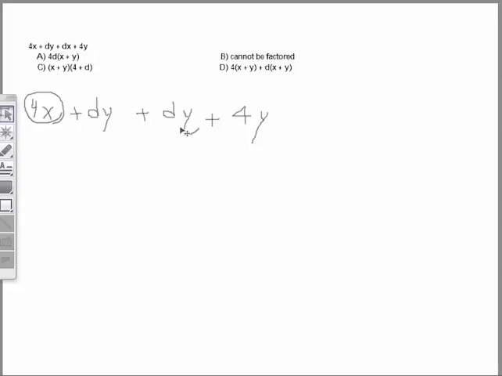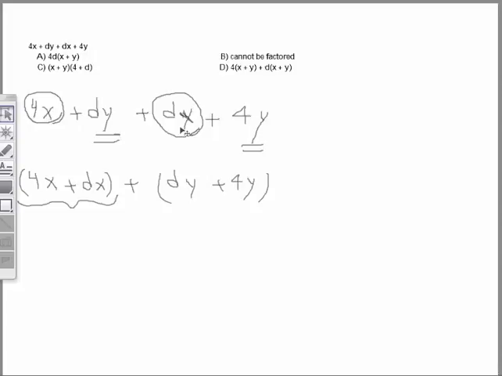Let's get dx. Okay, that's dx. Yeah, this is dx. 4x and dx together, and these two together. Factor by grouping, we can group in 3 different ways here. So if I pick 4x and dx, and then dy and 4y, what do we have in common between these two first terms?